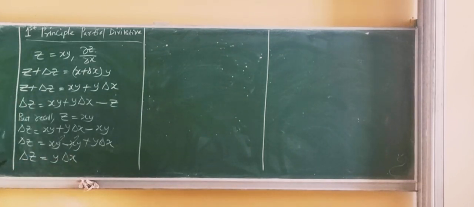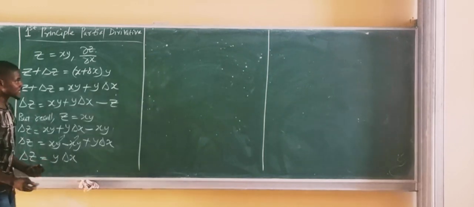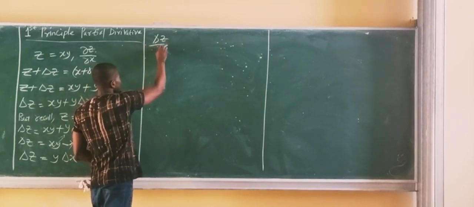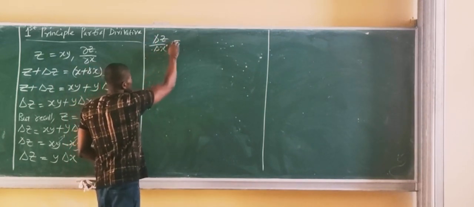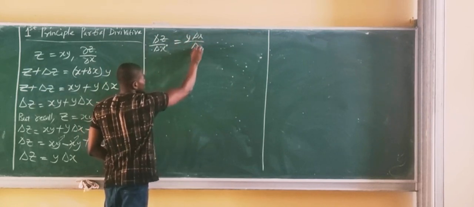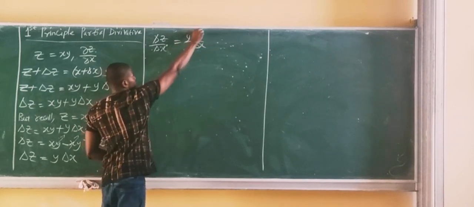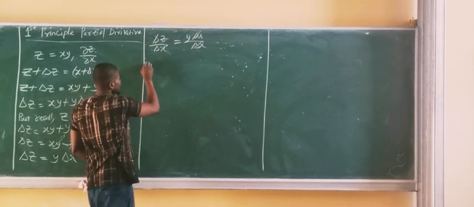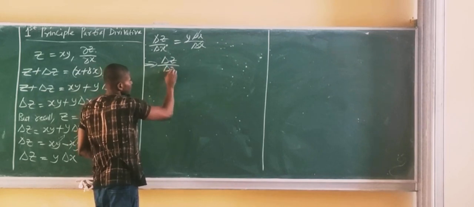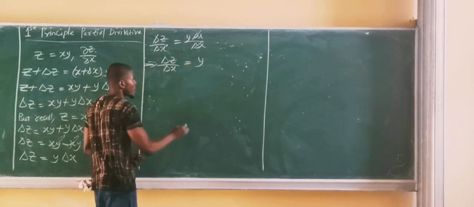Okay, at this point, divide both sides by change in x. If I do that, I'm going to have that change in z divided by change in x will give me y change in x divided by change in x. So change in x strikes change in x. That simply implies that change in z over change in x is equal to y.